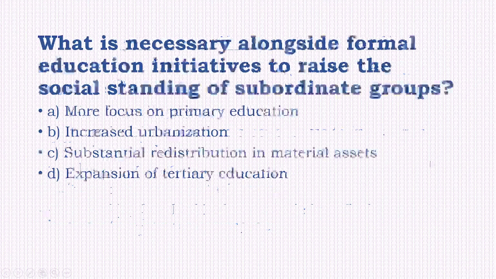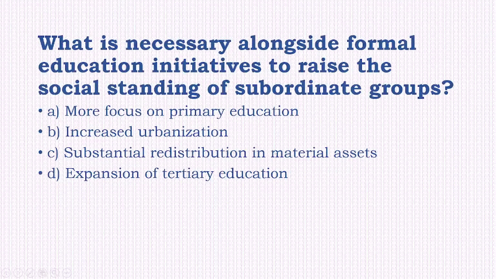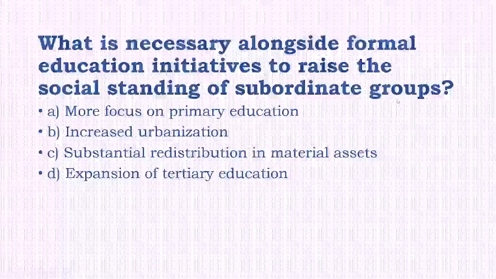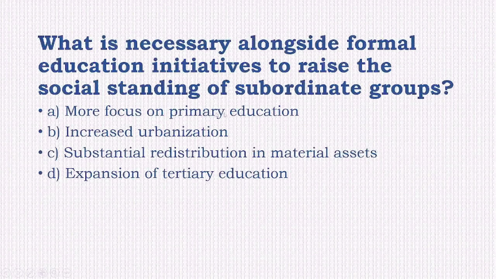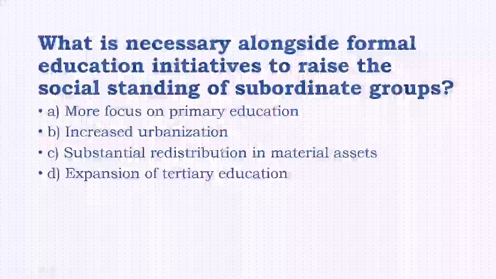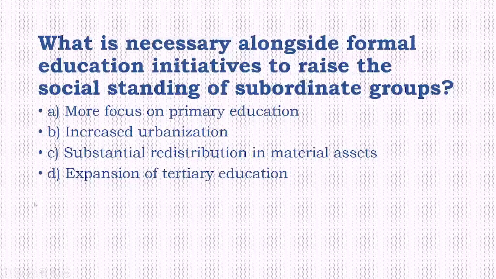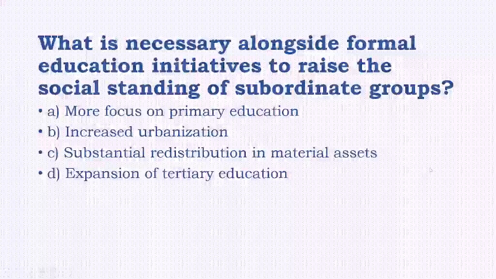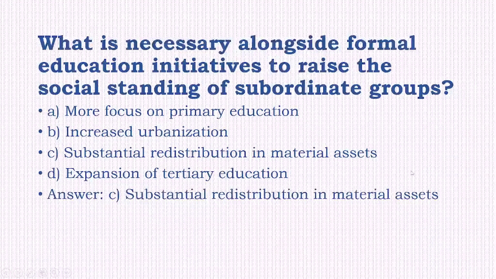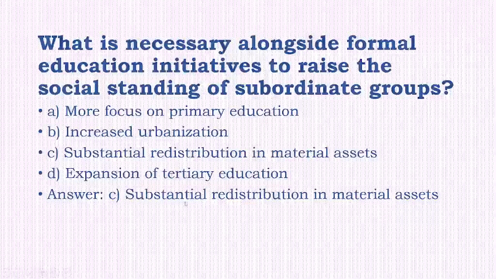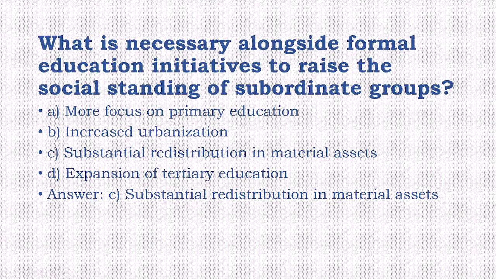Next, what is necessary alongside formal education initiatives to raise the social standing of subordinate groups? Options: more focus on primary education, increased urbanization, substantial redistribution in material assets, expansion of tertiary education. The answer to this question is option C, that is substantial redistribution in material assets.